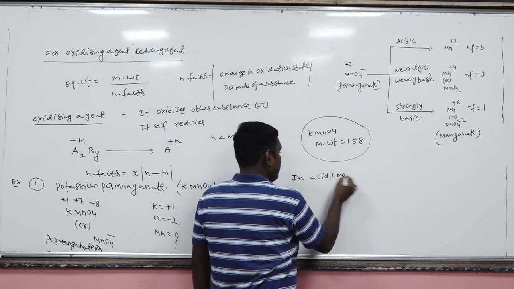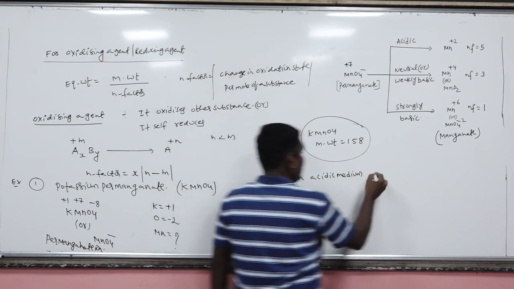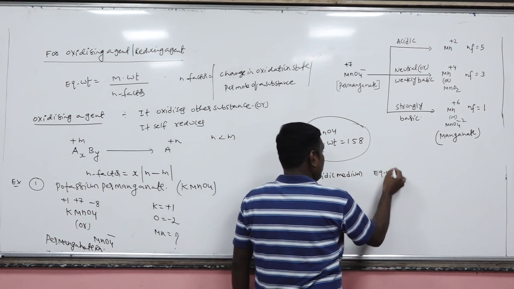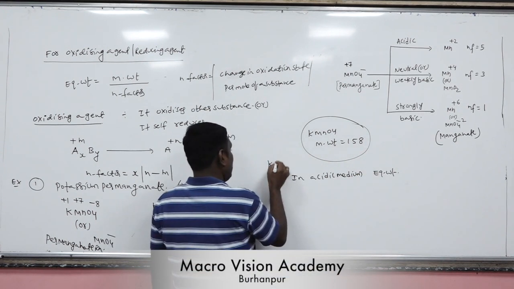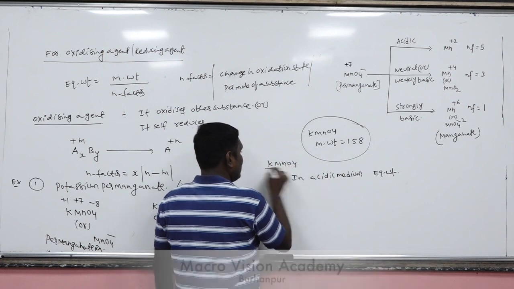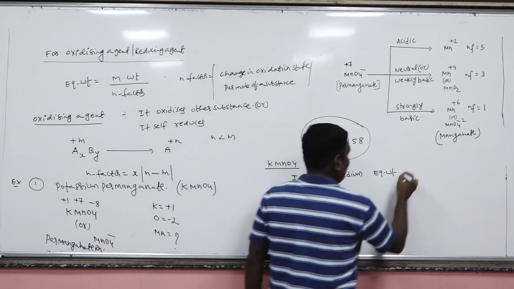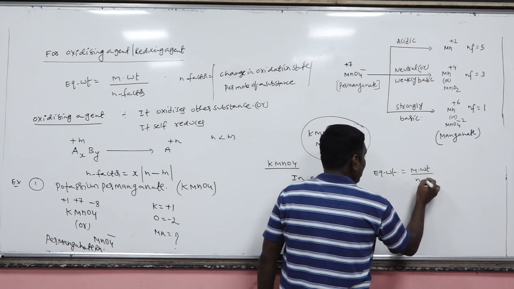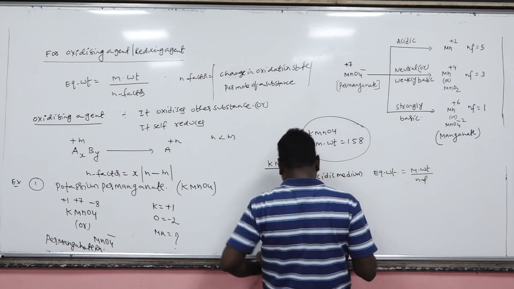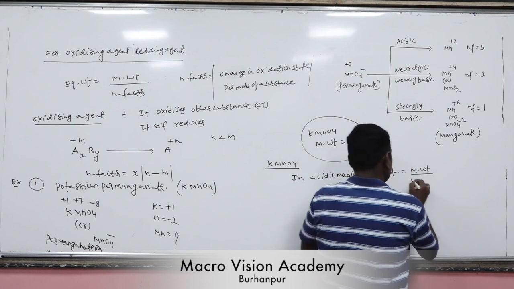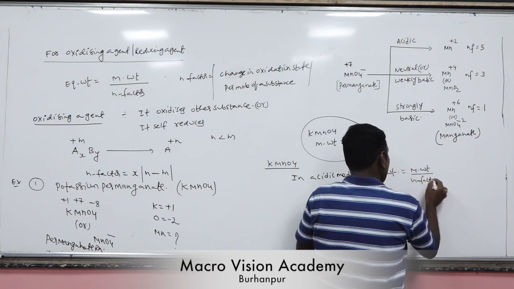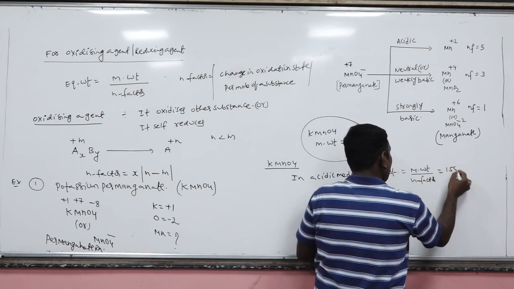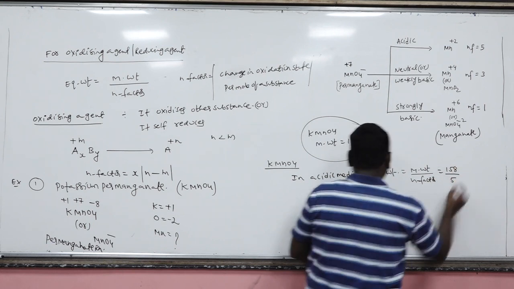in acidic medium, what is the equivalent weight of KMnO4? I have to find the equivalent mass of KMnO4 in an acidic medium. Equivalent weight is equal to molecular weight by N factor. Molecular weight 158 divided by N factor, which is 5.